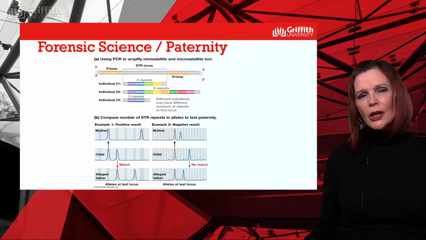The paternity of a child can be determined as a child inherits alleles, of course, from both parents. In example 1, we see a match as the child's allele matches with the allele from the father. However, in example 2, the allele of the child doesn't match with either allele from the father. So this would be considered a negative paternity result.